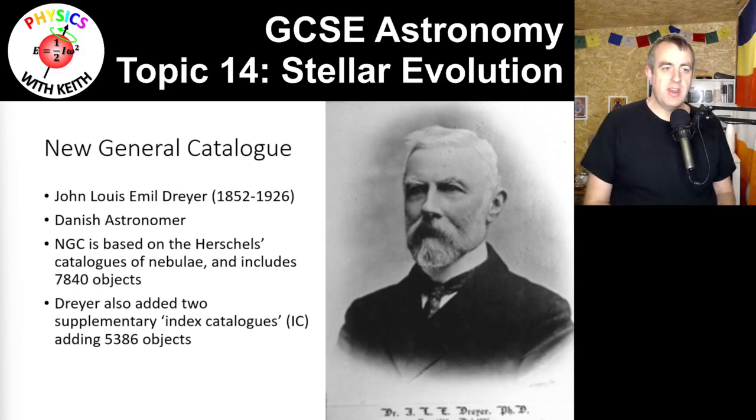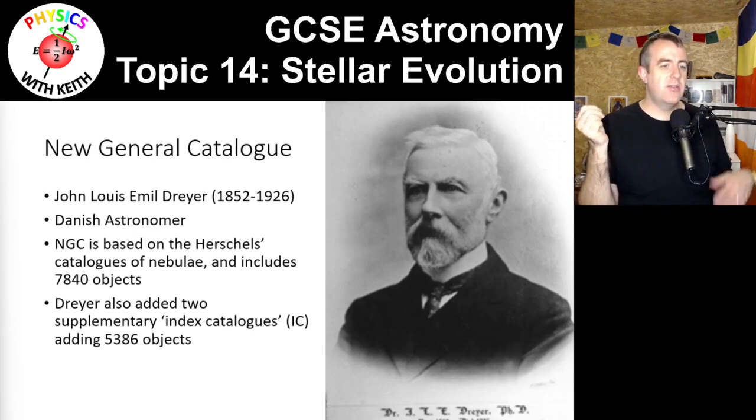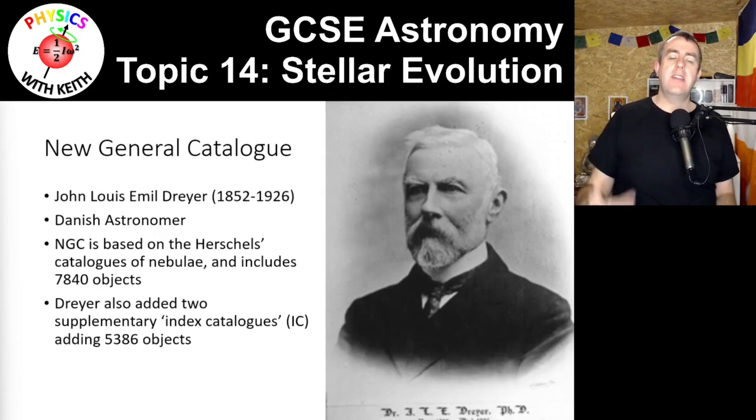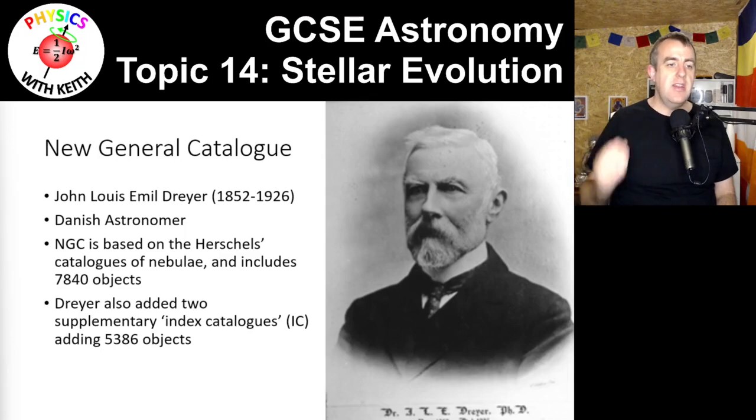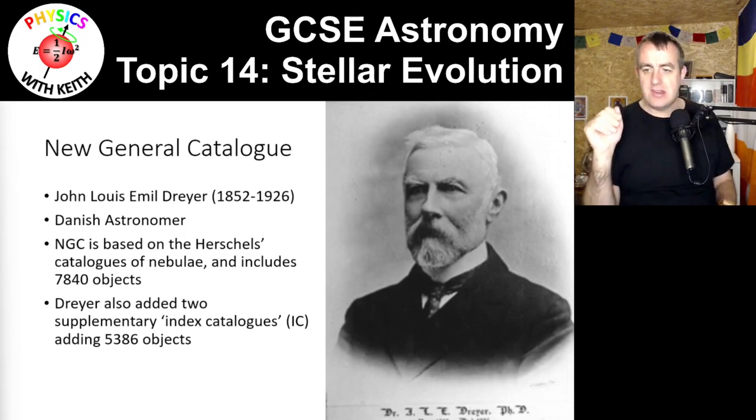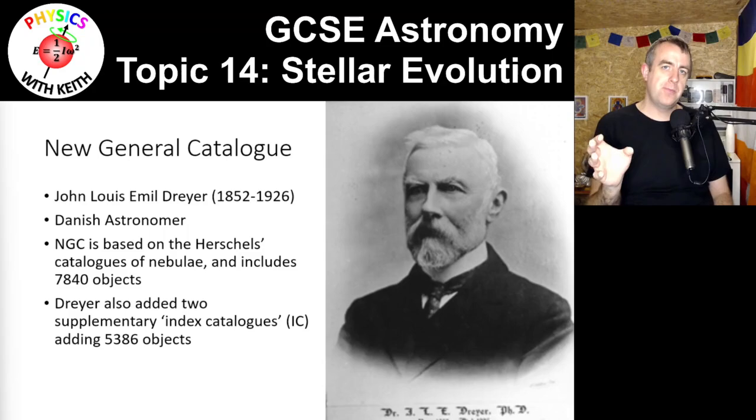They were also comet hunters, but they also found a bunch of nebulae and had to write down what they'd found, so they didn't keep finding the same thing. So he started with, it's based on Herschel's catalogues, and he carried on adding to it. So the NGC ended up with 7,840 objects in it, but then he added a bunch of index catalogues, these appendices, these supplementary catalogues, 2 of them, onto the end of it, and in the end he added another 5,386 objects. This is a huge catalogue.